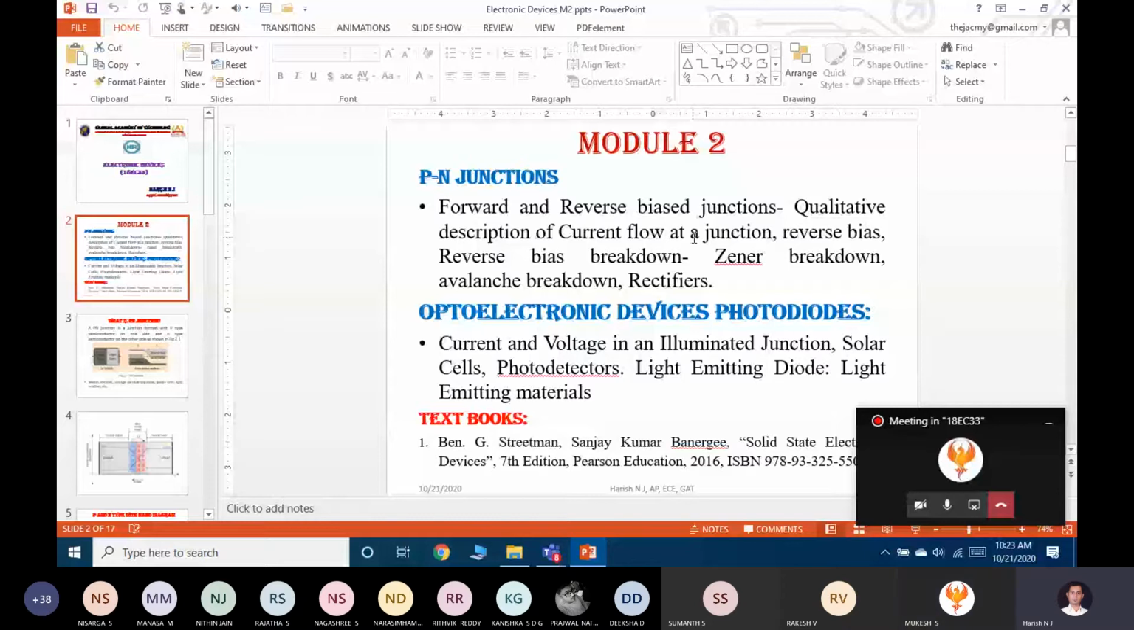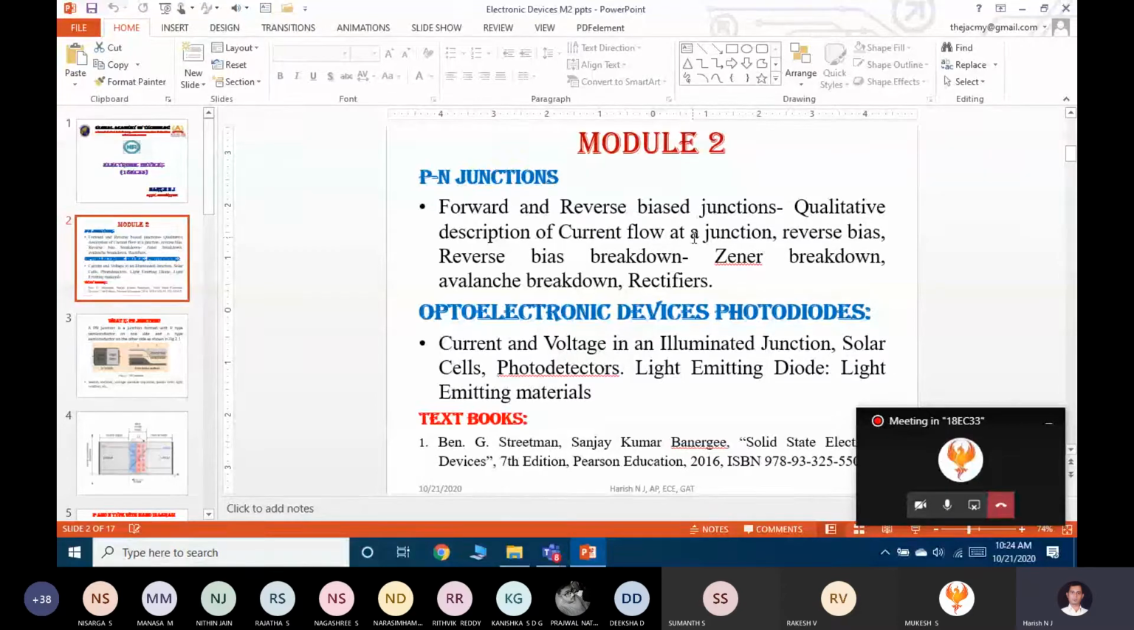When V is a positive quantity, the diode becomes forward biased. When V is a negative quantity, the diode becomes reverse biased. When V is equal to 0, what phenomenon will happen? Actually, you people already told the cut-in voltage for the silicon diode is 0.7, and for germanium it is 0.3.